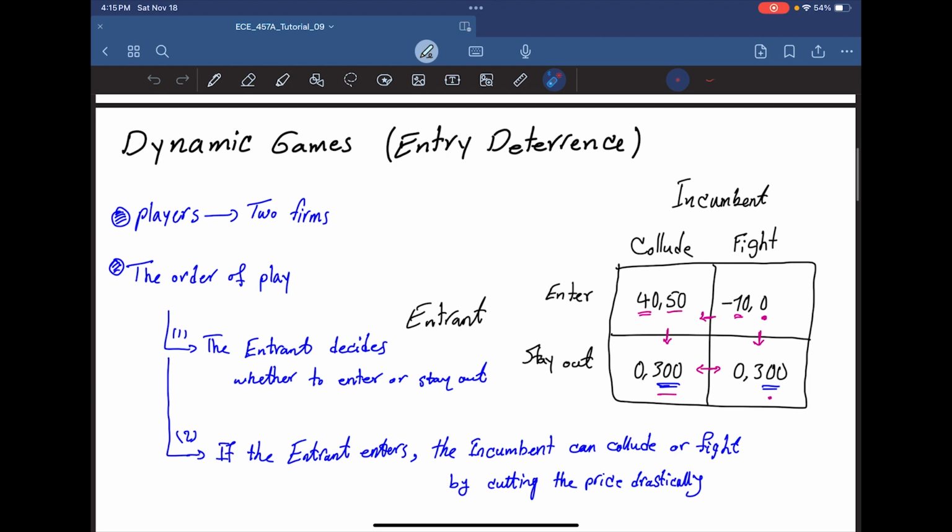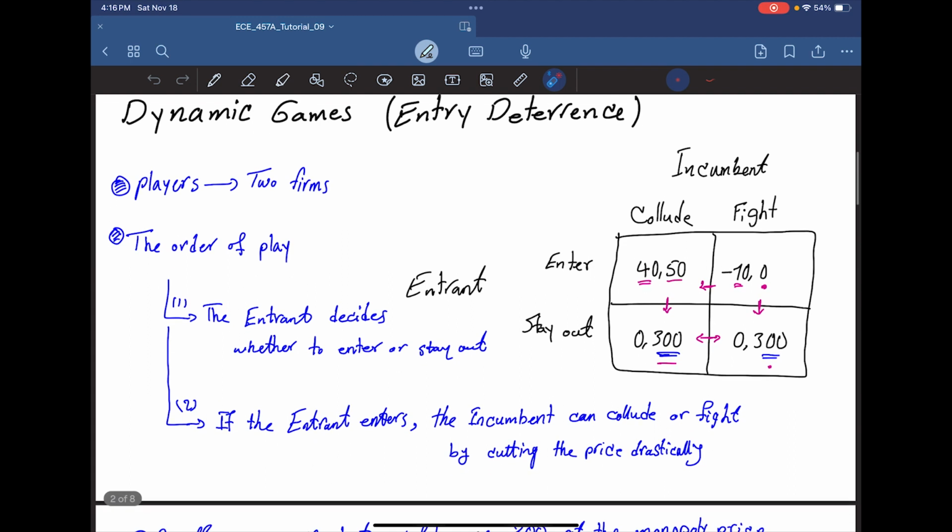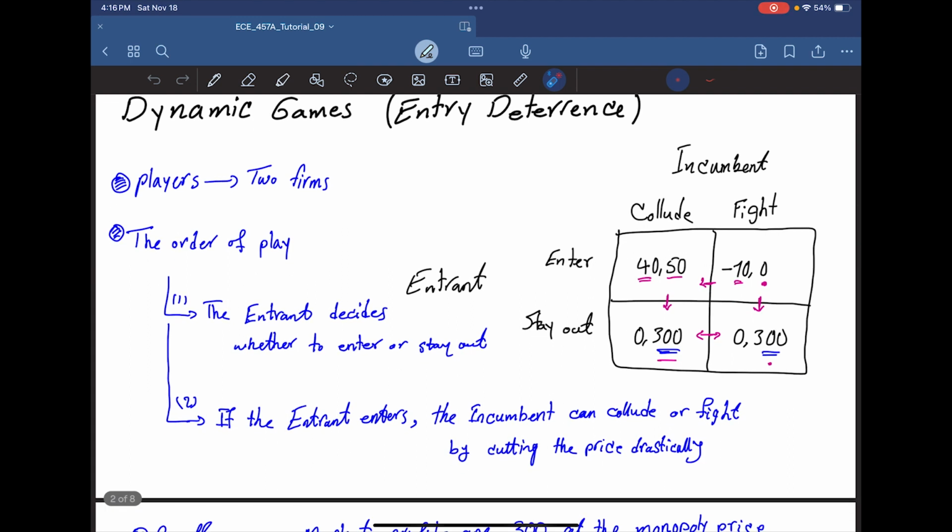So the first example that we are going to discuss is dynamic games, with an example of entry deterrence. We have two players, two firms, and the order of play is that the entrant decides whether to enter or stay out. The entrant is the first player, and the second player is the incumbent. If the entrant enters, the incumbent can collude or fight by cutting the price drastically.